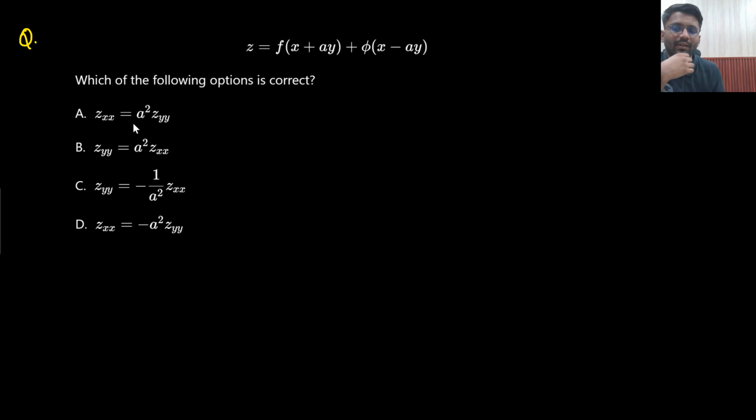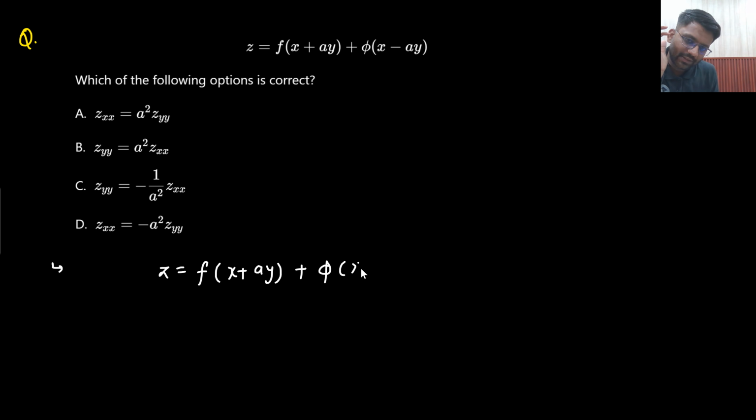Basically, we need to find out zxx and zyy. Z is f(x plus ay) plus phi(x minus ay). Differentiate with respect to x. So f dash (x plus ay). Now differentiate this inner function with respect to x.